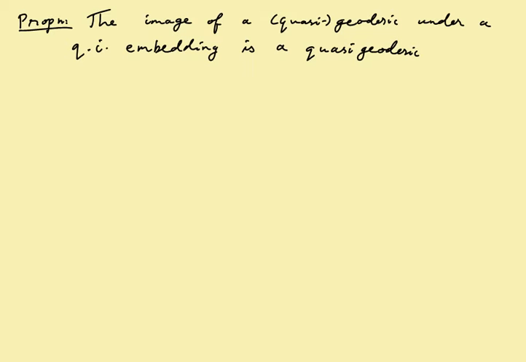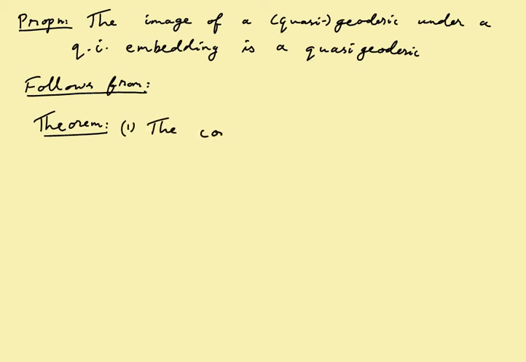Okay. So what does this follow from? Well, what was a quasi-geodesic? It was a quasi-isometric embedding, and we are composing two quasi-isometric embeddings. So it follows from the following theorem, which I'm stating as a theorem because it's foundationally important, but it's really easy. The composition of quasi-isometric embeddings is a quasi-isometric embedding.